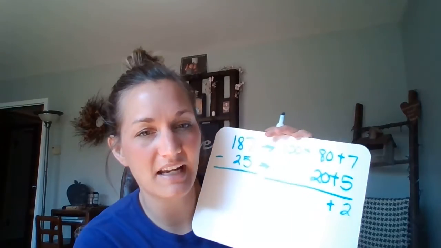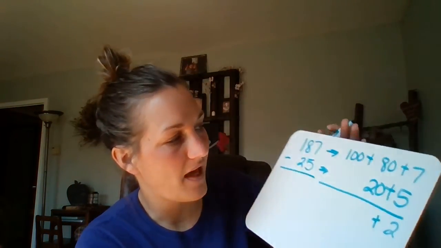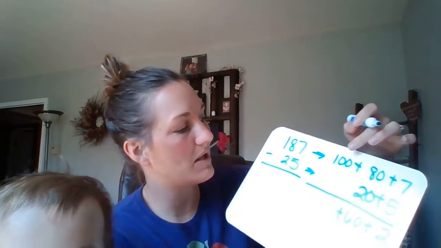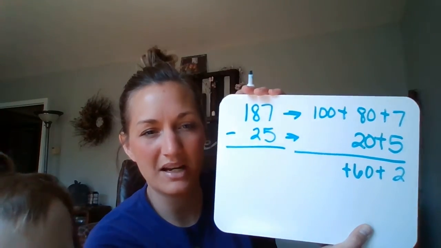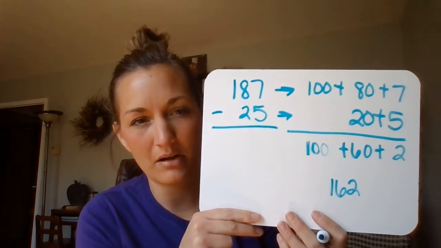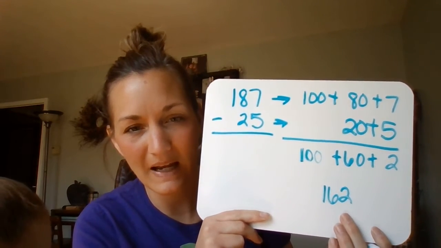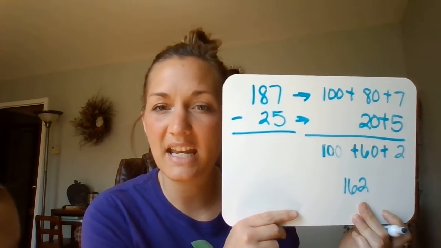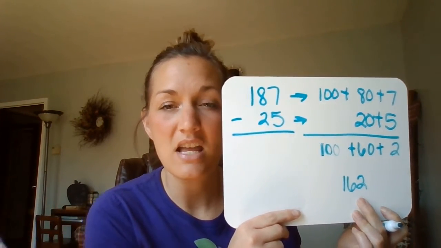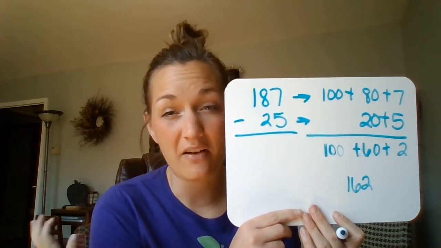Okay, 80 minus 20, that would be 60. Okay, and then obviously we have 100 minus nothing. So 100 minus nothing would be 100. You got it. Okay, so then we have to equal all that together, and it becomes 162. So if I subtracted 187 minus 25, my answer becomes 162. Did we have to trade any here? We did not.